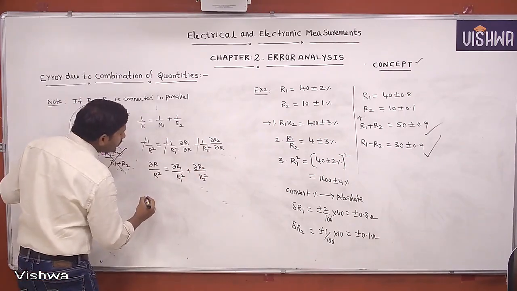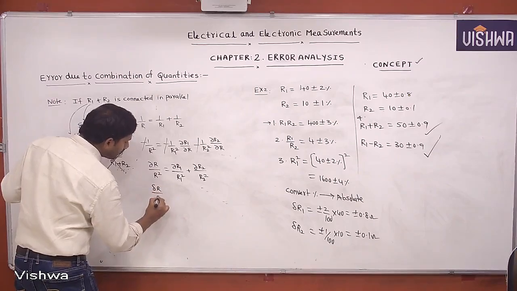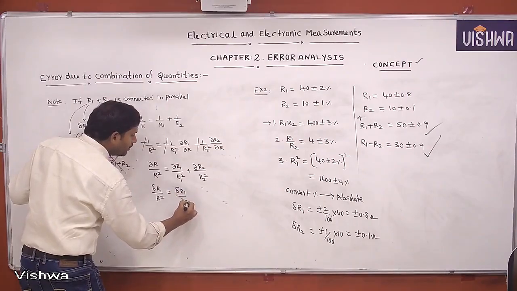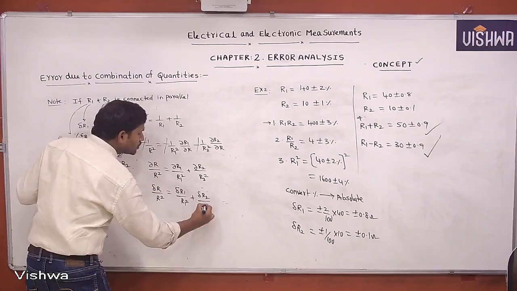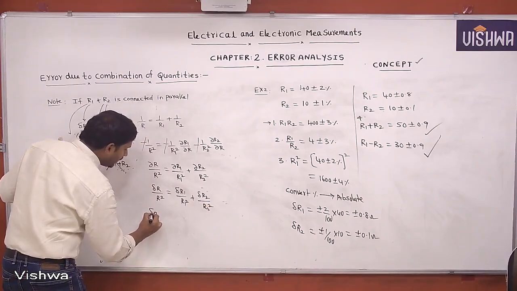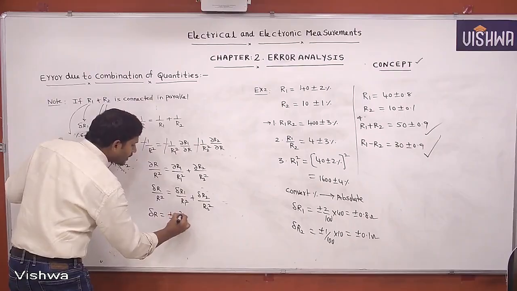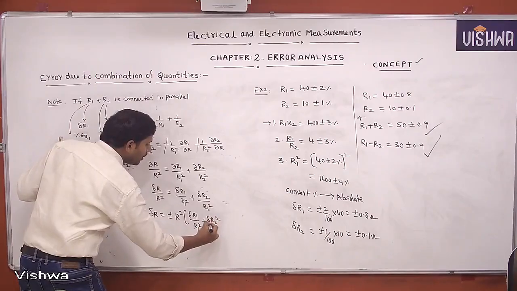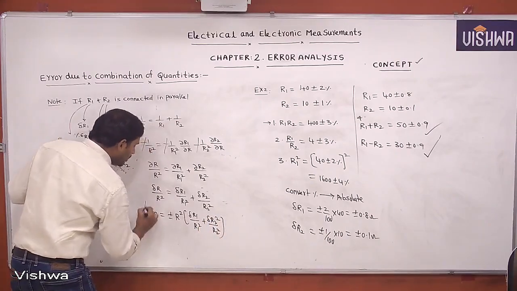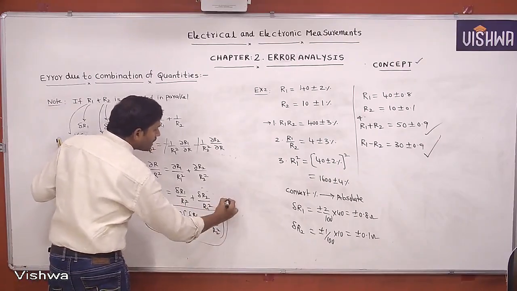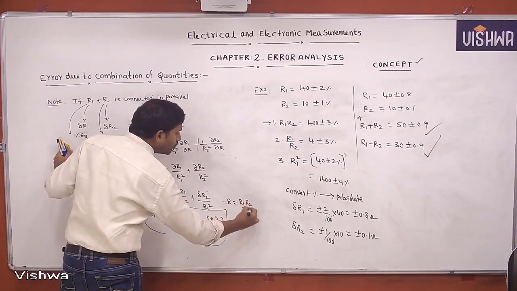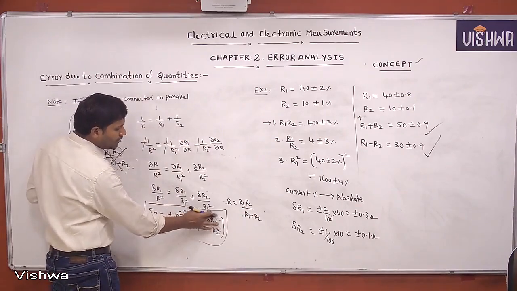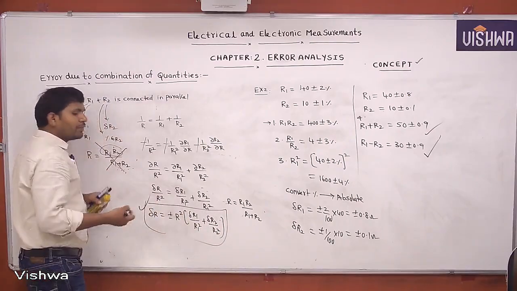Then instead of dou you take delta. Delta R by R square equal to delta R1 by R1 square plus delta R2 by R2 square. Then from this we calculate delta R equal to plus or minus R square into delta R1 by R1 square plus delta R2 by R2 square. Okay, you substitute the R value. What is R here? R equal to R1 R2 by R1 plus R2. Calculate the R value, substitute delta R1, delta R2 here. Then you can get the value in terms of absolute.